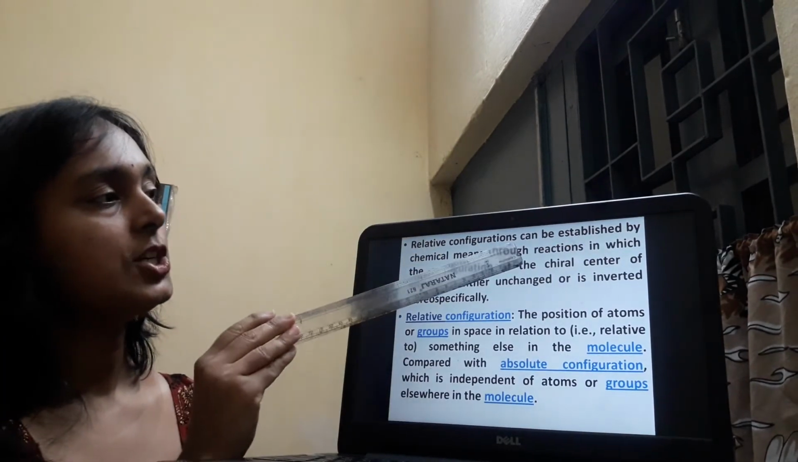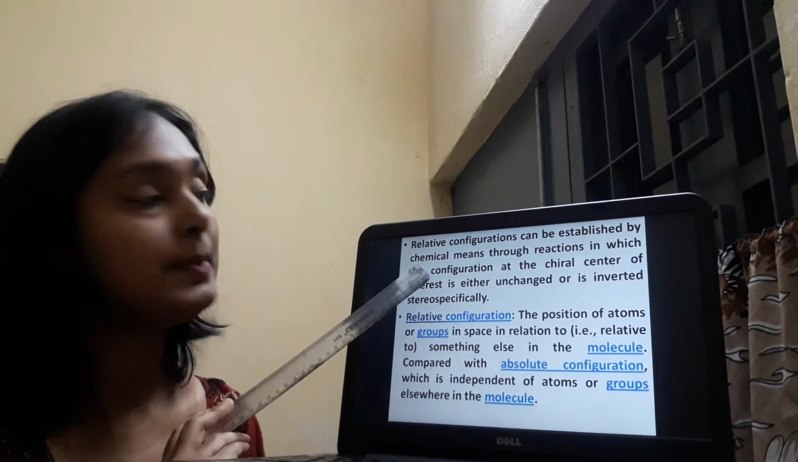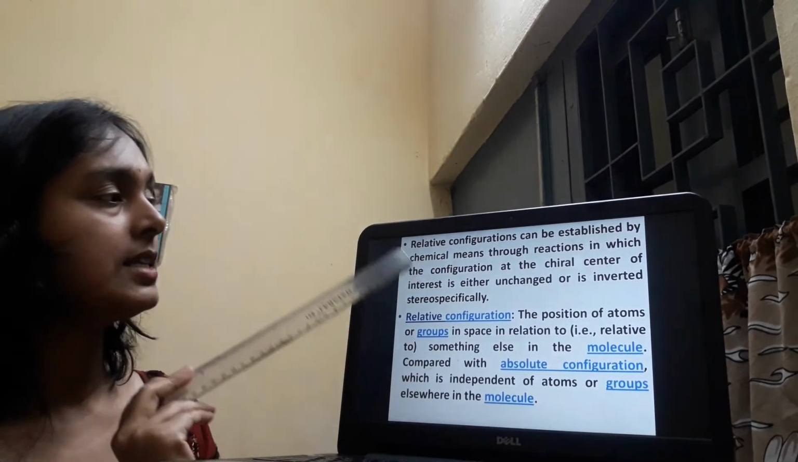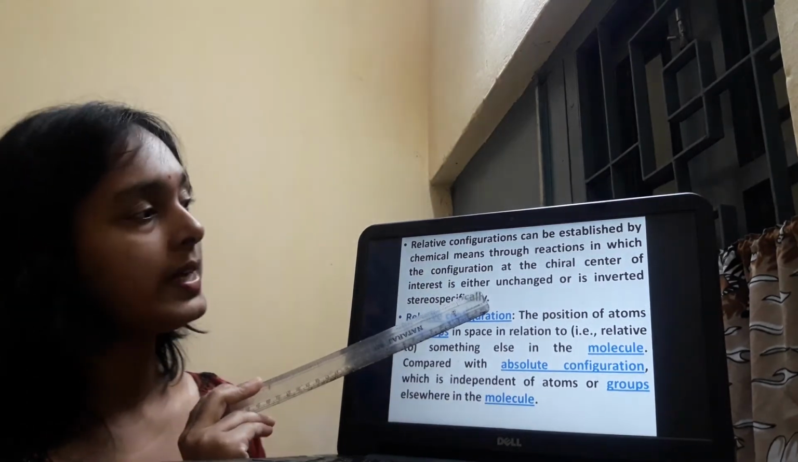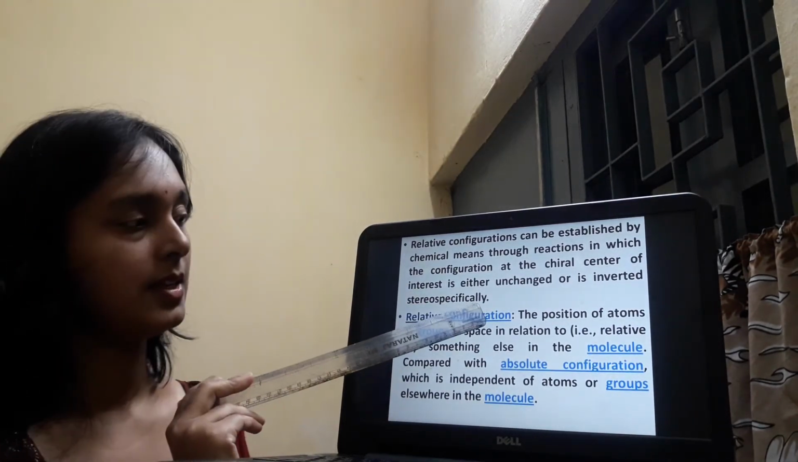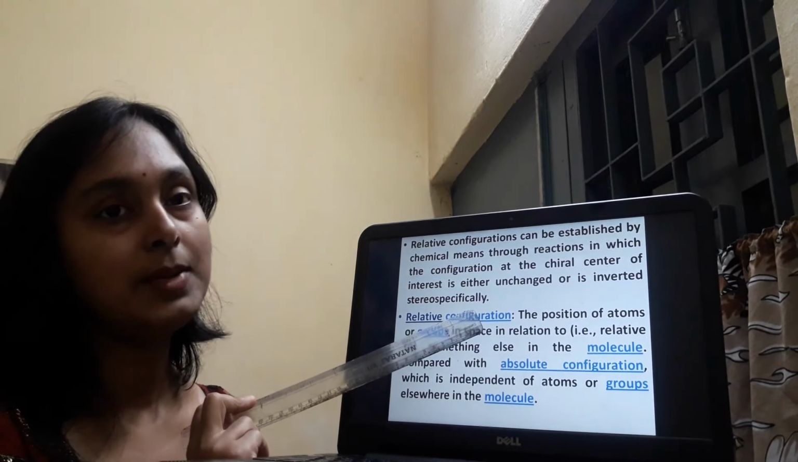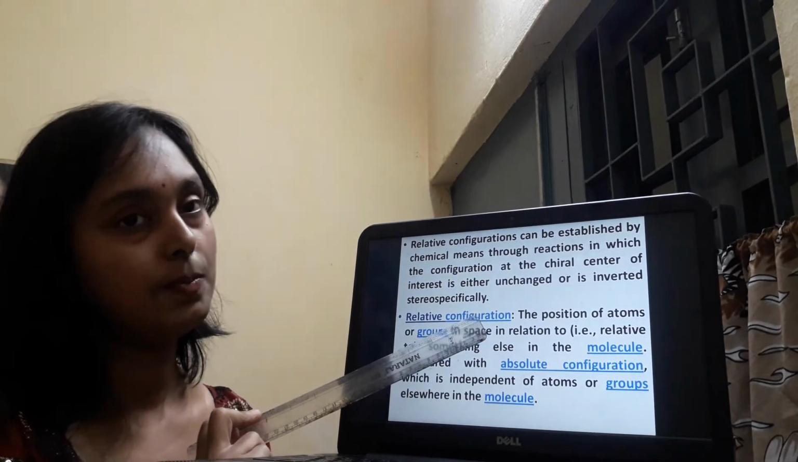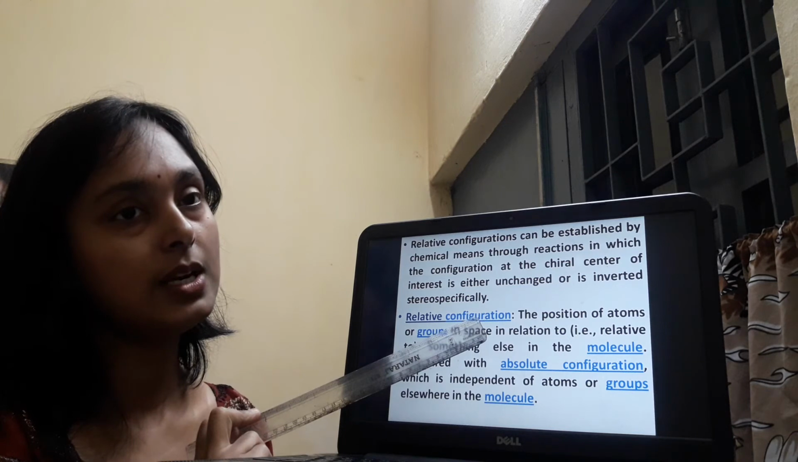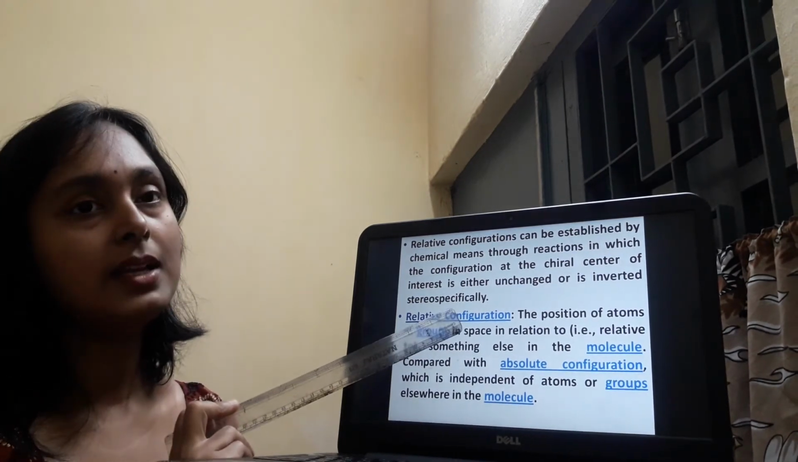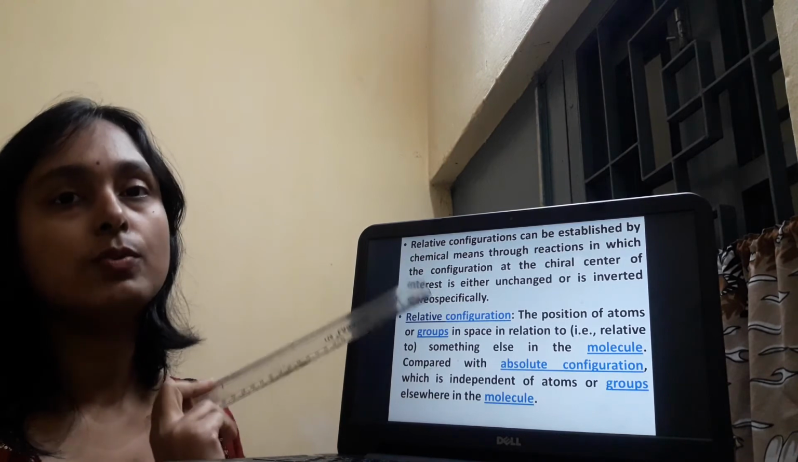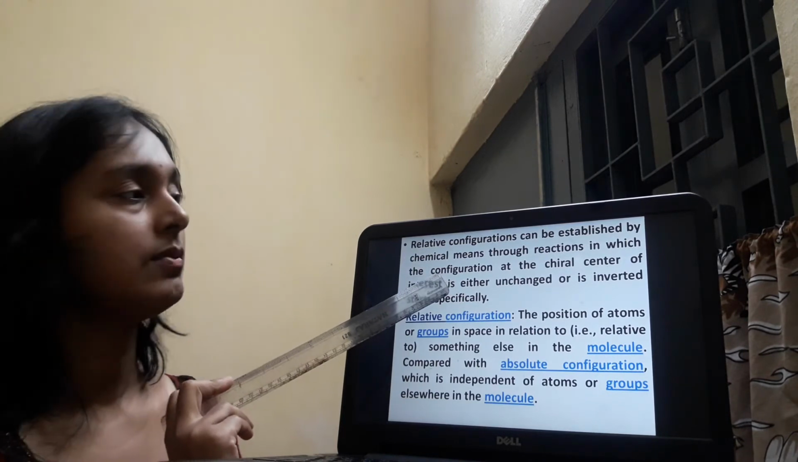So relative configuration can be established by chemical means, through a reaction in which the configuration at the chiral center of interest is either unchanged or is inverted stereospecifically. So we would go for chemical reactions where there may be inversion of configuration or it may not be. By reaction we will determine the relative configuration with respect to another given compound.